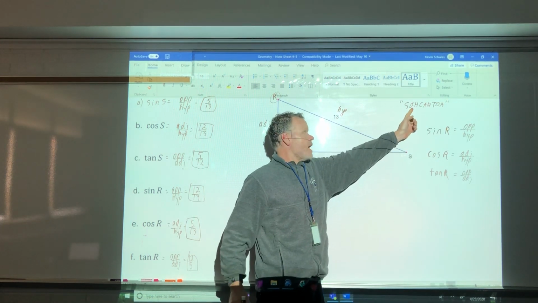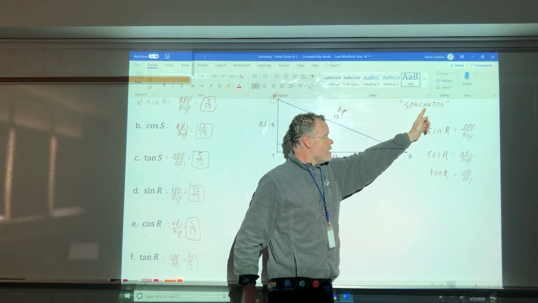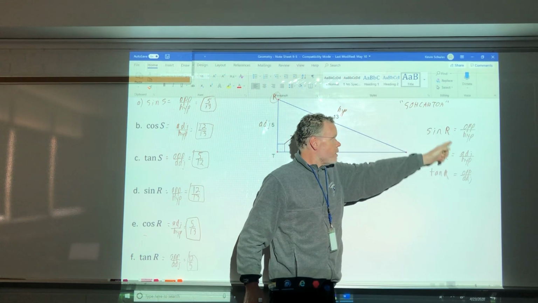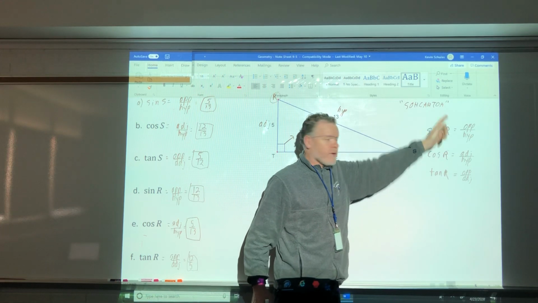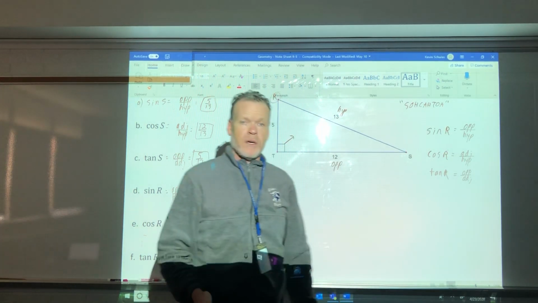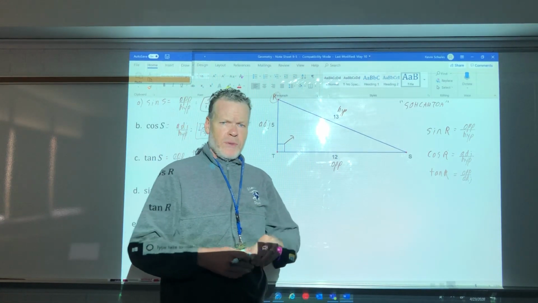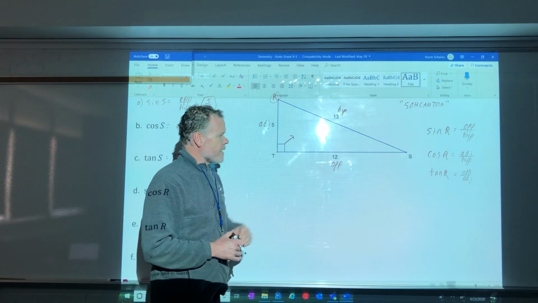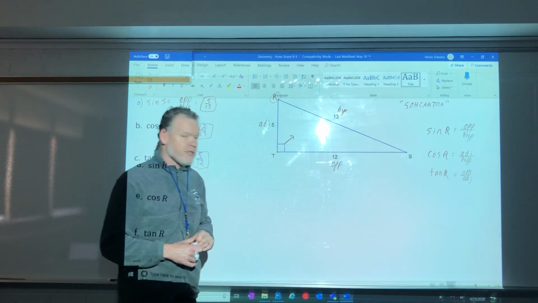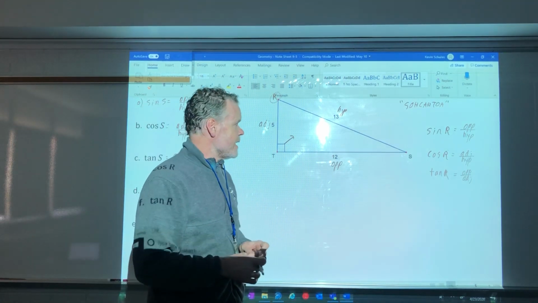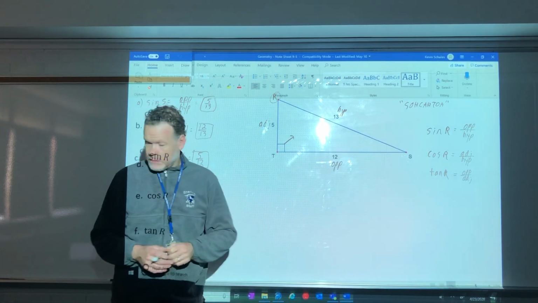Sine is opposite over hypotenuse, right here. Cosine is adjacent over hypotenuse. Tangent is opposite over adjacent, O over A. So it's just something to help you remember that. That's good if you're on a standardized test or whatever, where you don't have time to look back and reference the different trig ratios. Okay, so those are the trig ratios, and that's how we're going to handle that when we're dealing with different types of triangles.